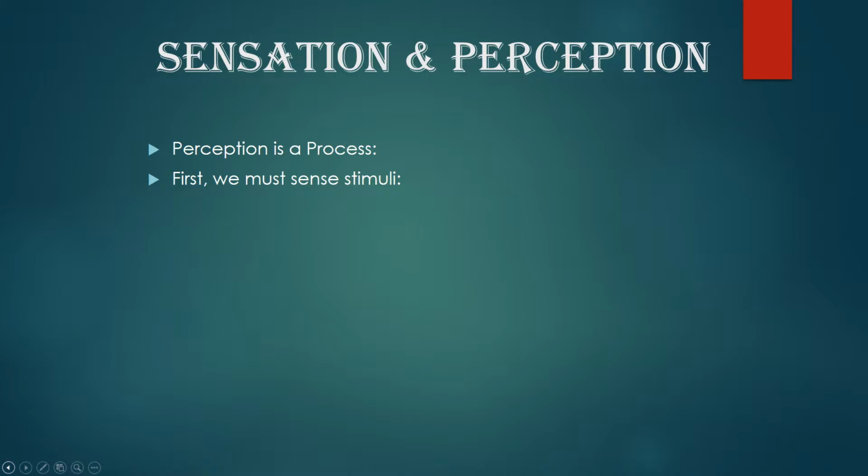Perception is also a process. Perception is really the process of organizing what it is that we have sensed. I'll say that again. Perception is the process of organizing that which we have sensed. But first, we've got to sense it. Okay, so let me continue to talk about sensation here. All right, what are we talking about?